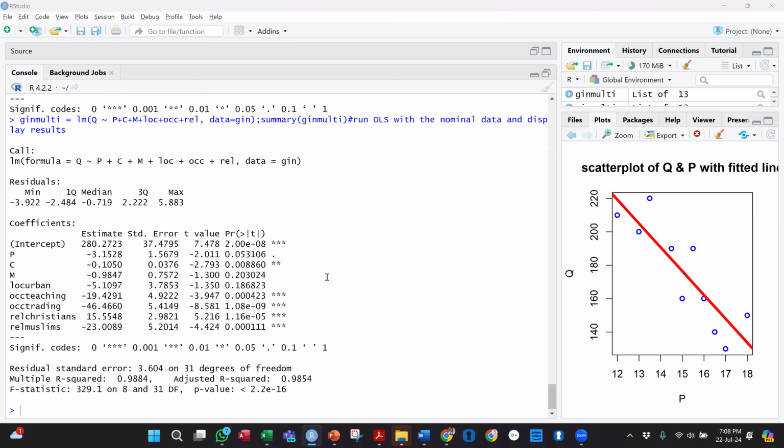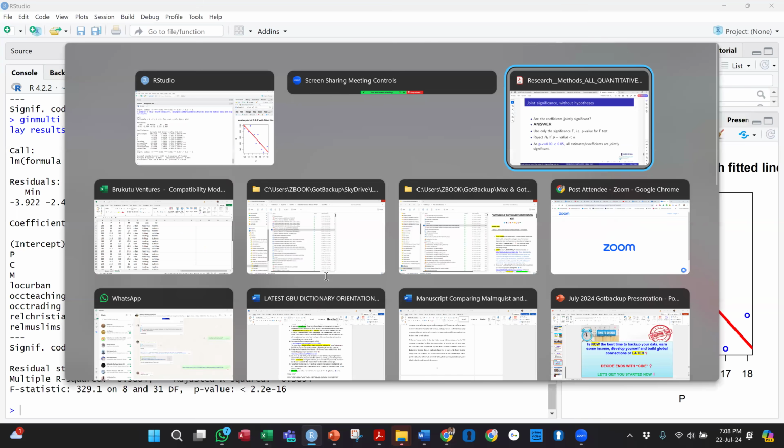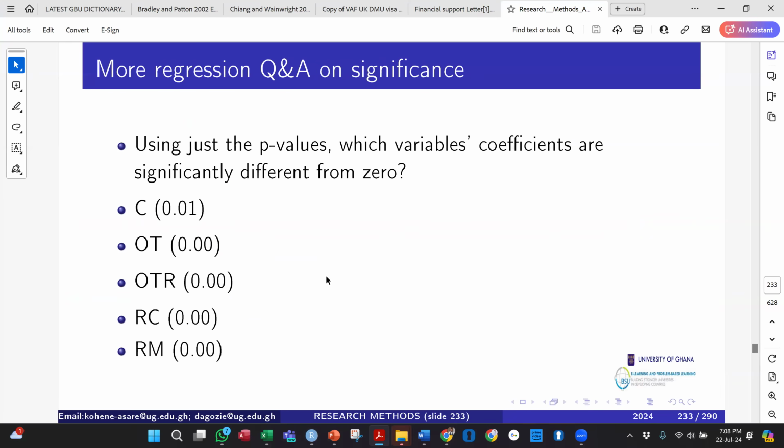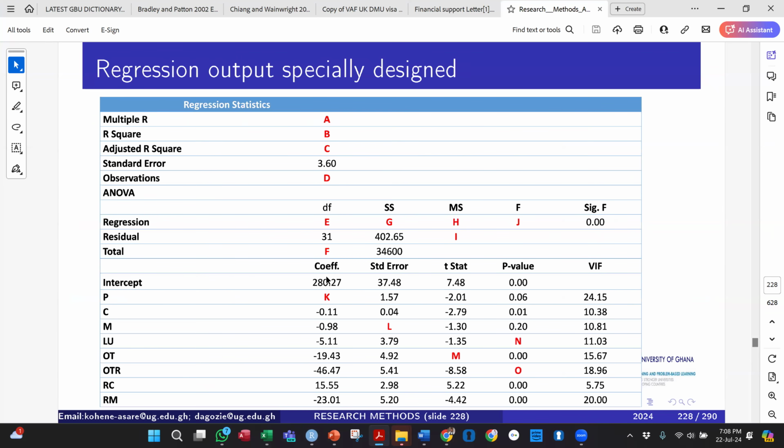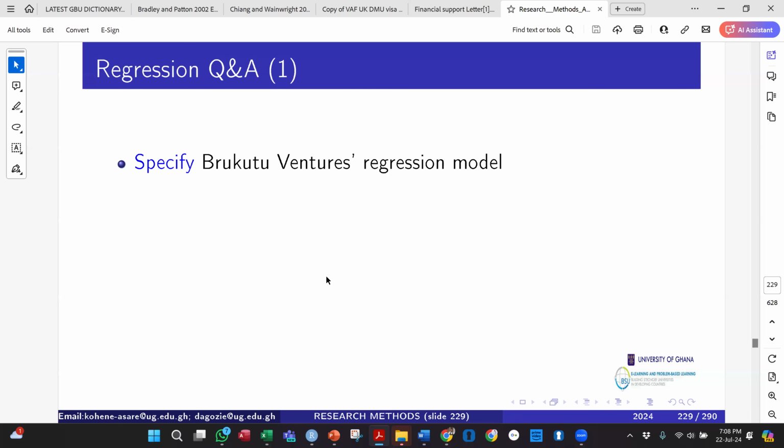Okay, so now being able to determine the joint significance of the variables, the next question we want to look at is this: specify the regression model for Burkutu Ventures. Ladies and gentlemen, this is one of the important questions you don't want to toy with. Specify the regression model. How do you specify the model?